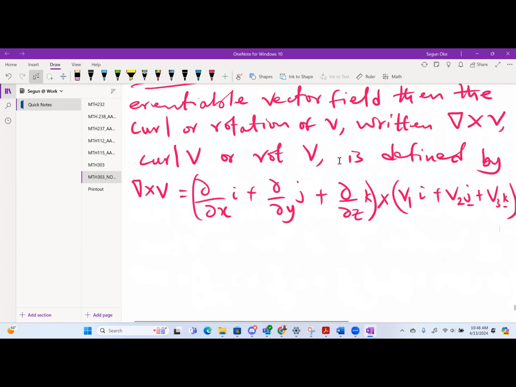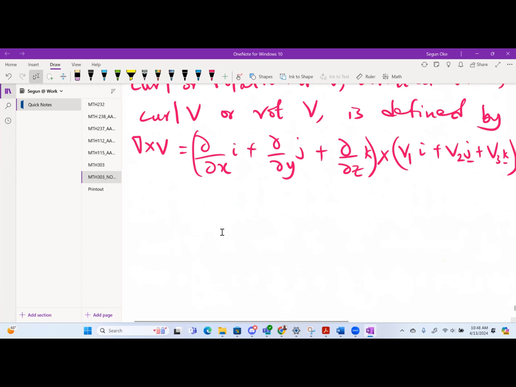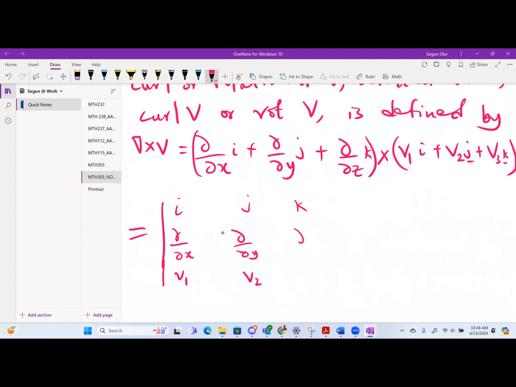So you remember the way we solve the problem of cross. That is where we now use it here. You use the determinant theorem: i, j, k. So we have del dx first, v1; del dy second, v2; and del dz third, v3.